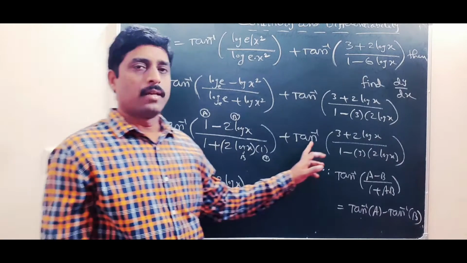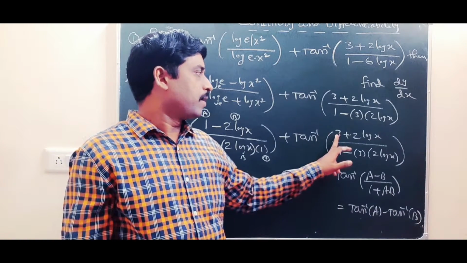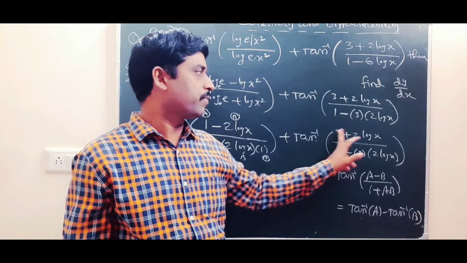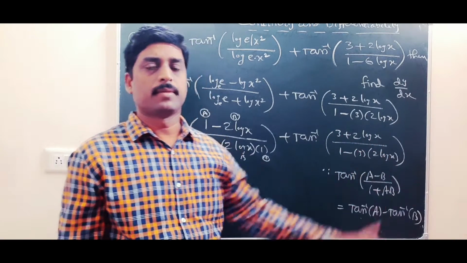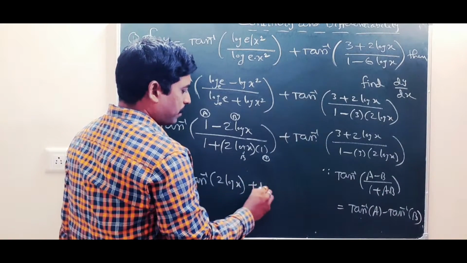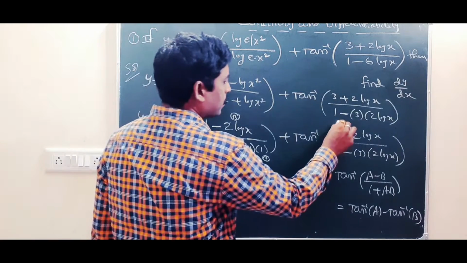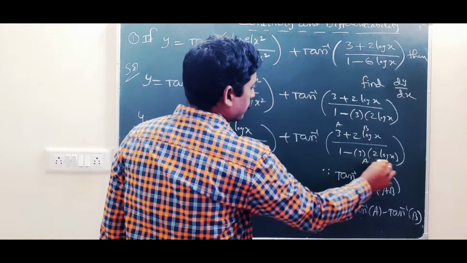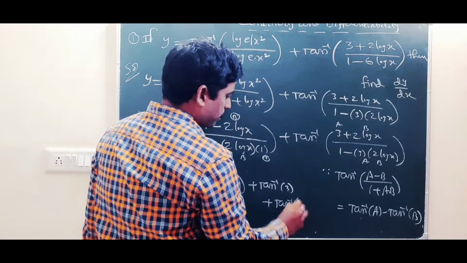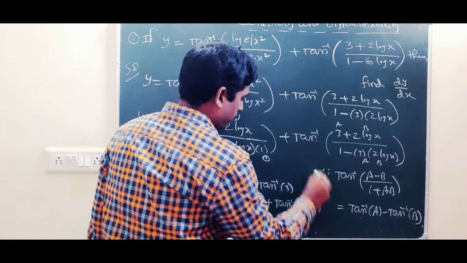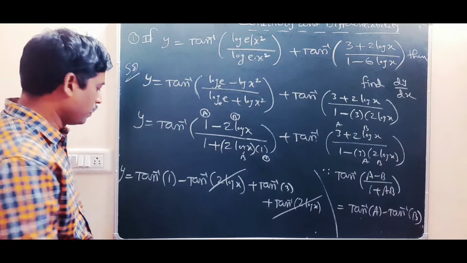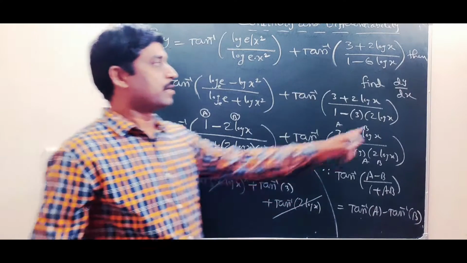Okay, now tan inverse of 3 plus 2 log x by 1 minus 3 into 2 log x. We have formula tan inverse of a plus b by 1 minus ab is tan inverse of a plus tan inverse of b. So it will be tan inverse of 3 plus tan inverse of 2 log x. In this, tan inverse of 2 log x gets cancelled. Okay, now our target is dy by dx.